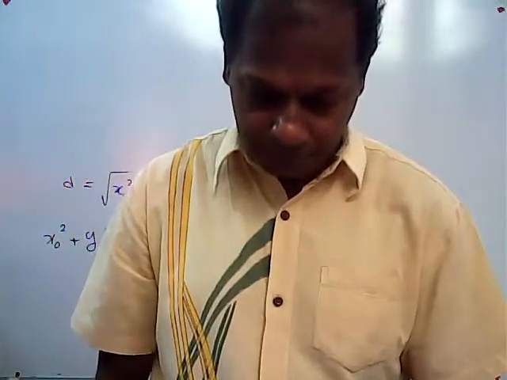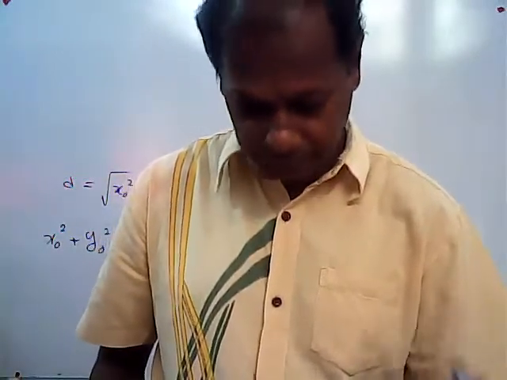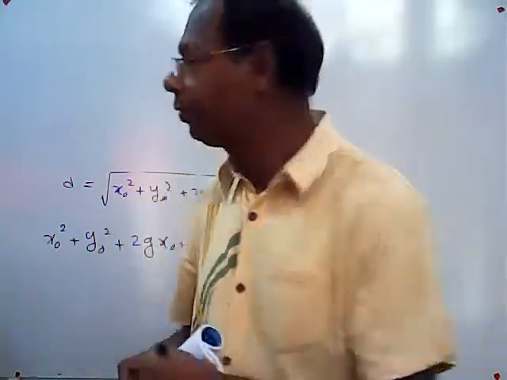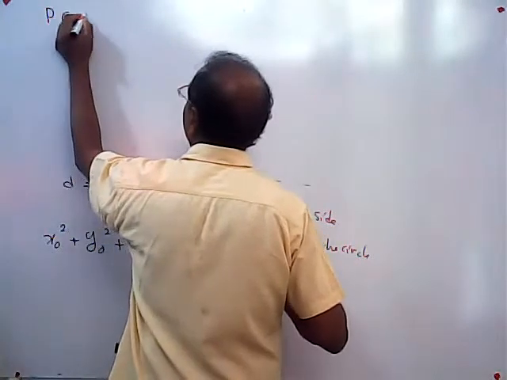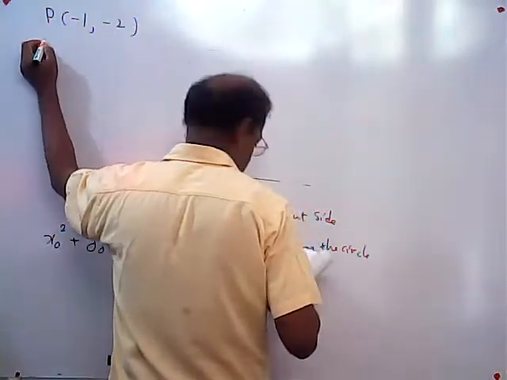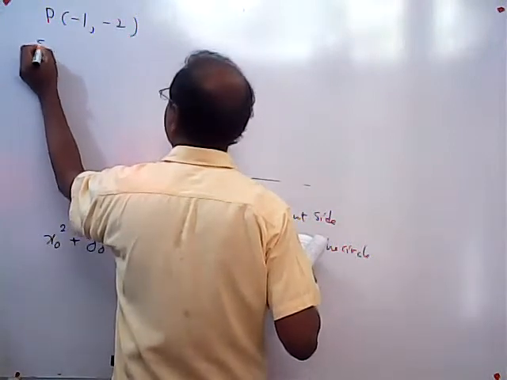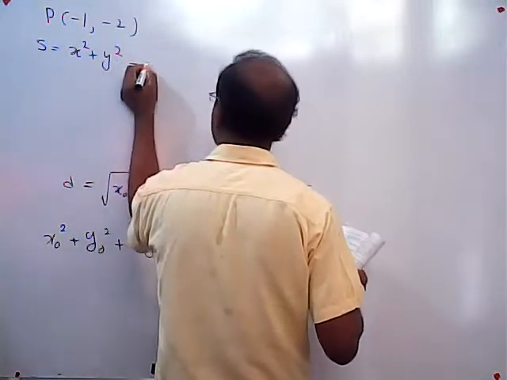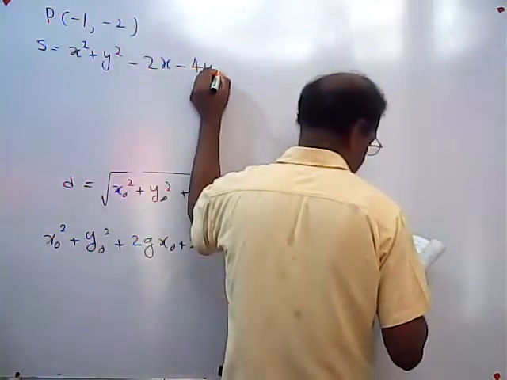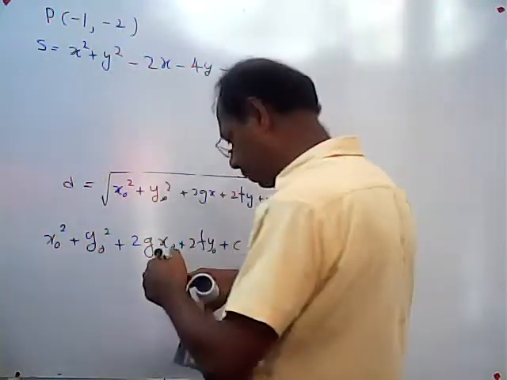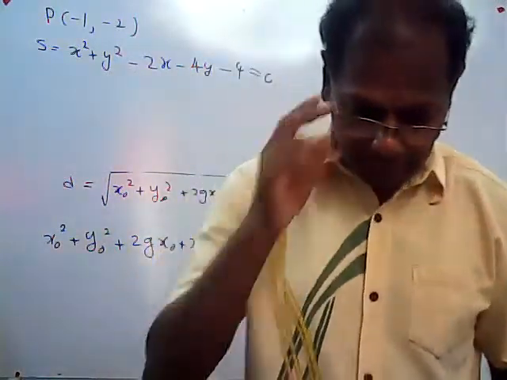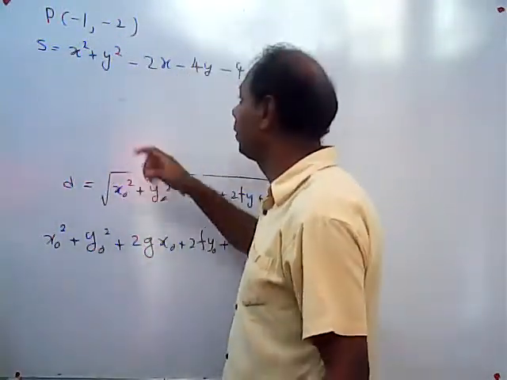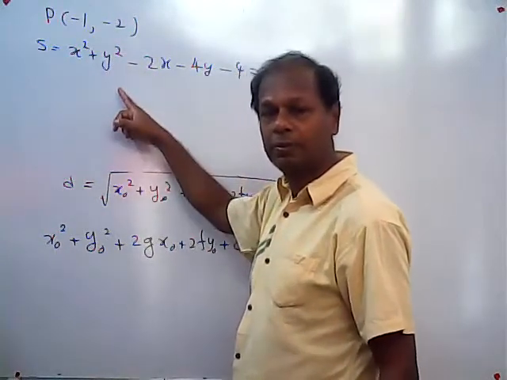First question is this: find the position of the point P(-1, -2) with reference to the circle S equals x squared plus y squared minus 2x minus 4y minus 4 equals 0. This is the circle, and this is the point. So you have to find the position of this point with reference to the circle.